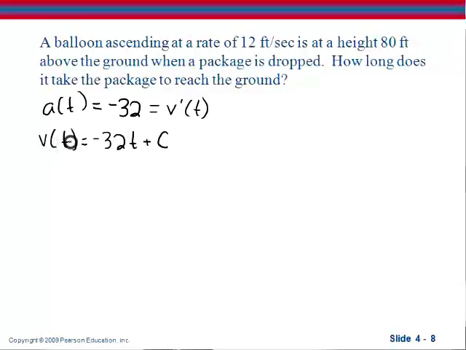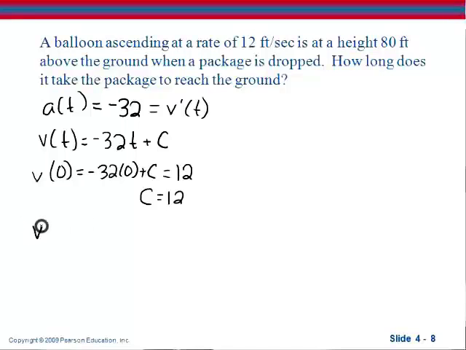Now we do know the initial velocity, okay, and the initial velocity is 12. The balloon is ascending at a rate of 12 feet per second, so that's the initial velocity when it first is dropped, 12 feet per second. So at time 0, which we get by plugging in 0, our velocity is going to be 12. Now -32 times 0 is 0, plus c is just c, so c is 12. So our velocity function here is going to be -32t plus 12.